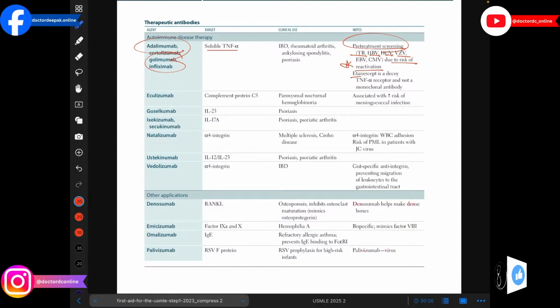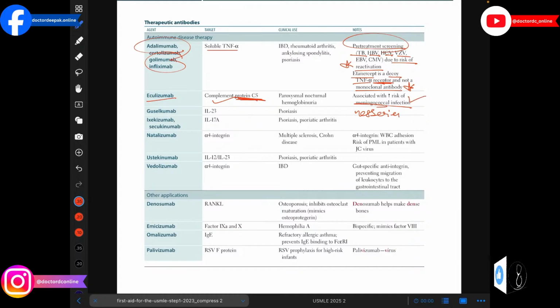We have also etanercept that is having the decoy tumor necrosis factor alpha receptor and is not a monoclonal antibody. It just goes and blocks the tumor necrosis factor alpha. Eculizumab blocks the complement protein 5, and you guys know for the late complement deficiency we are having the Neisseria infection due to the associated increased risk of meningococcal infection.